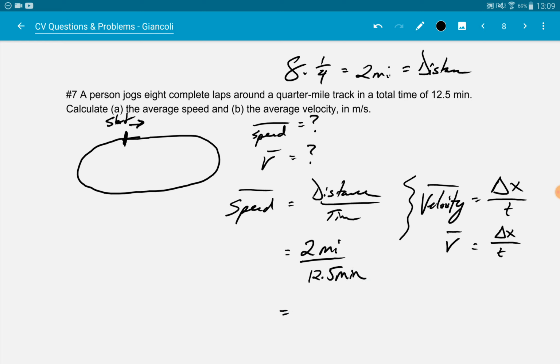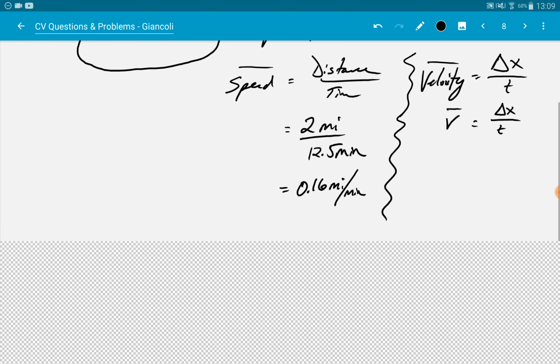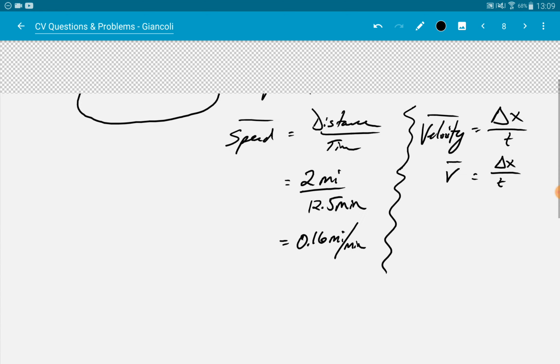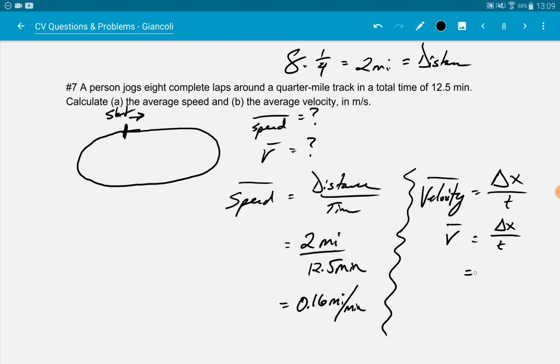And so then we do 2 divided by 12.5, and we get 0.16 miles per minute, which is a weird unit. We'll take care of that in a second. The velocity is our displacement per time, our change in position. Well, hold on. What is this change in position? Well, you said it starts there, but he also ends there because he does 8 complete laps.